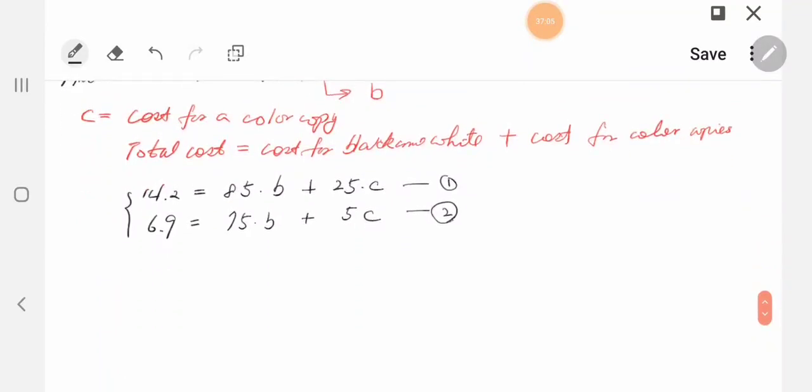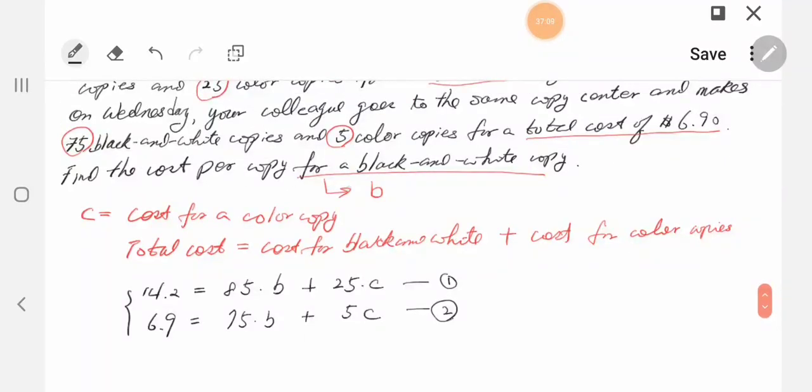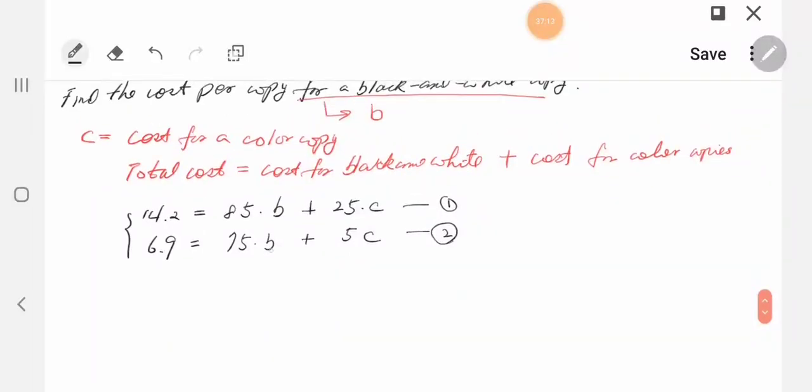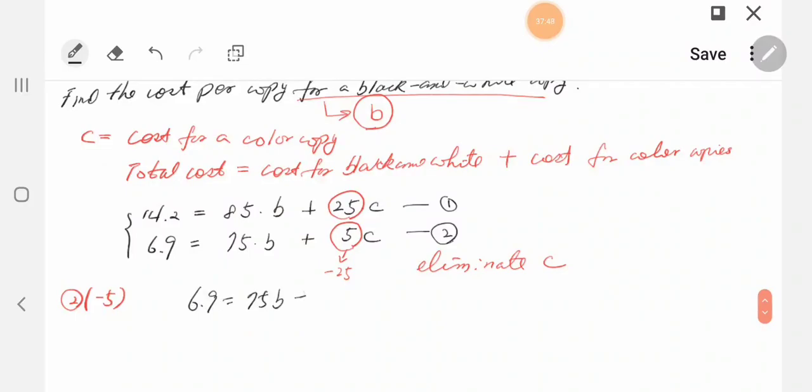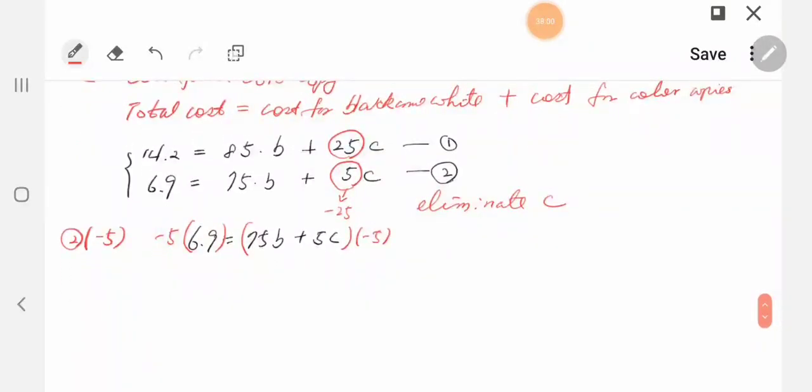From these, we want to find the cost per copy for black and white. We don't have to find C, we just want to find B. So we will eliminate C to find B. Since the coefficients of C are 25 and 5, we will make this one negative 25. So we have to multiply the second equation by negative 5. 6.9 is equal to 75B plus 5C, so let's multiply this by negative 5, and then we will replace the second equation with this one.